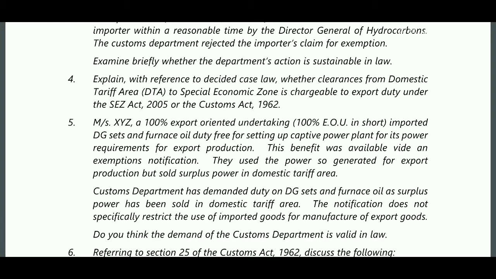Moving ahead to the next question, that is question 5. Messrs XYZ, a 100% export oriented undertaking, imported DG sets and furnace oil duty free for setting up captive power plant for its power requirements for export production. This benefit was available via an exemption notification. They used the power so generated for export production but sold surplus power in domestic tariff area. Customs Department has demanded duty on DG sets and furnace oil as surplus power has been sold in domestic tariff area. Though notification does not specifically restrict the use of imported goods for manufacture of export goods. Do you think the demand of Customs Department is valid in law?